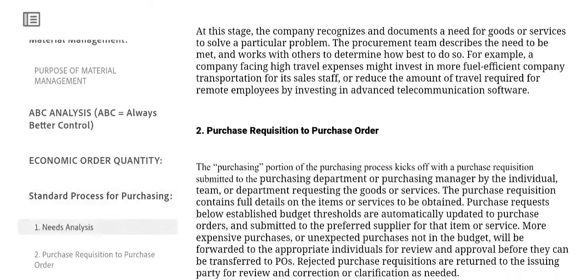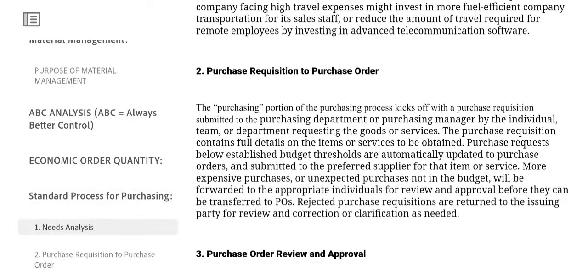Second step, the purchase requisition to purchase order. The company wants this kind of material, so the company is asking suppliers who can supply it, and they can send us the details of the products. After comparing all those products and the prices, we decide that we are doing business with this supplier, and for that supplier we have to send the purchase order.